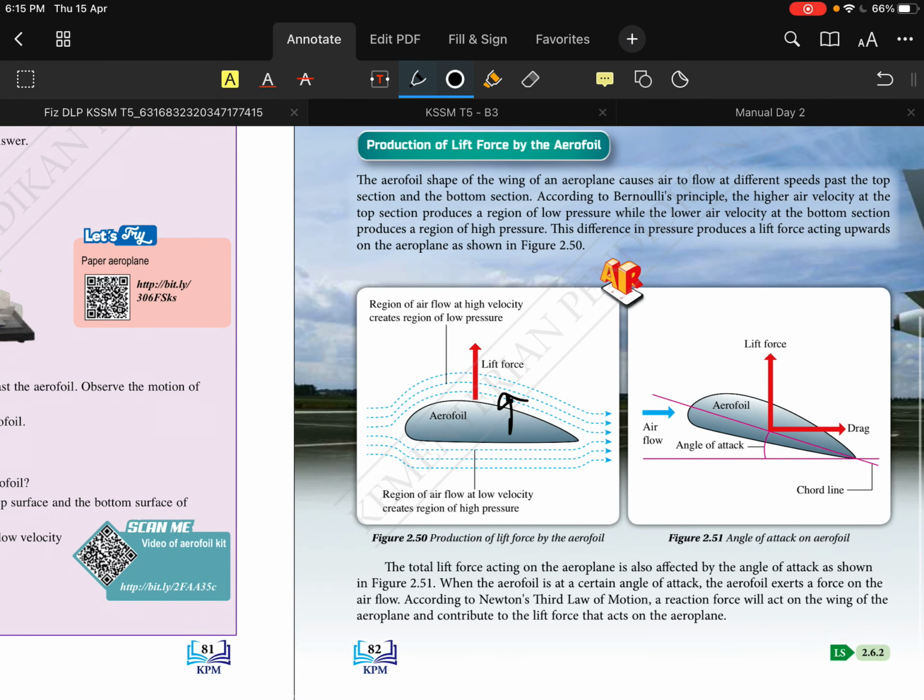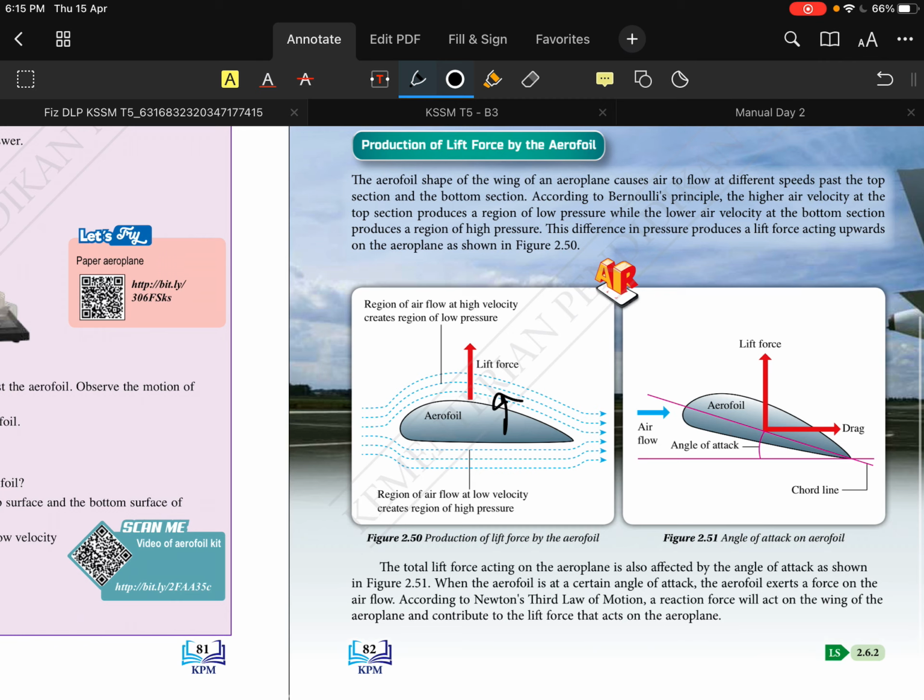And then some people make an upgrade where they add a certain angle. So when they add a certain angle, let me see here. When the aerofoil is at a certain angle of attack, the aerofoil exerts a force on the airflow. According to Newton's third law of motion, a reaction force will act on the wing of the aeroplane and contribute to the lift force that's on the aeroplane.